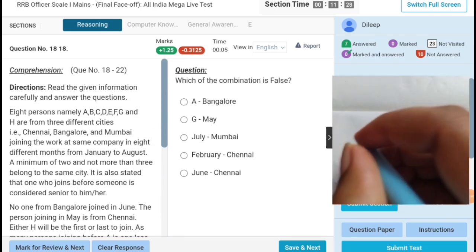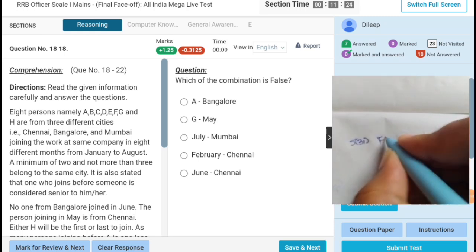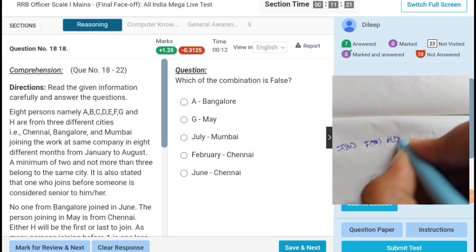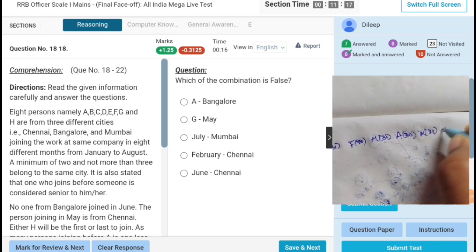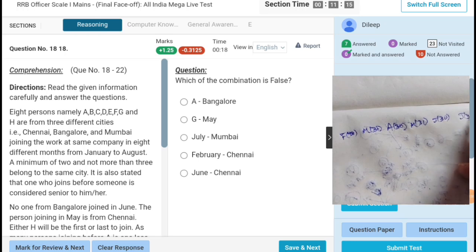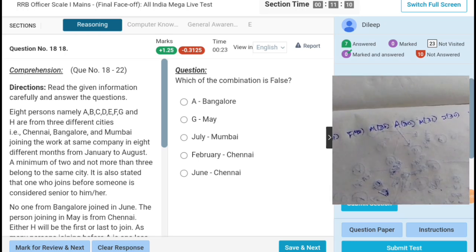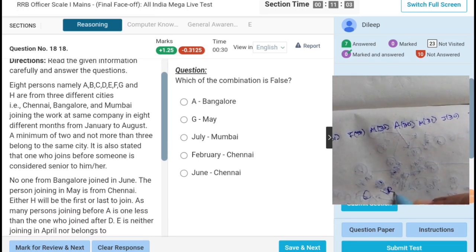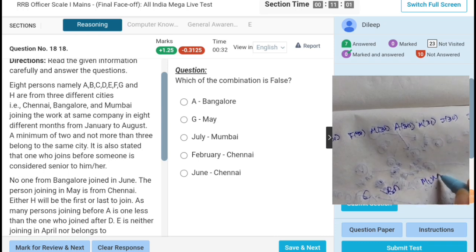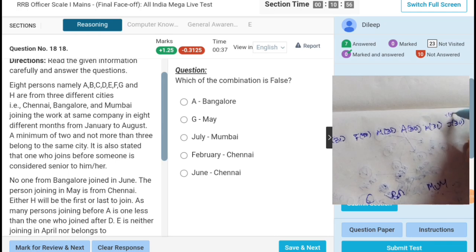Eight persons are given, joining in different months from January: February, March, April, May, June, July, August. Minimum two belong to the same city. So Chennai, Bangalore and Mumbai. No one from Bangalore joined in June. So this is not Bangalore.